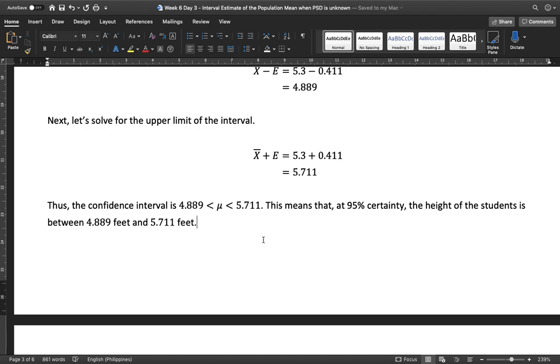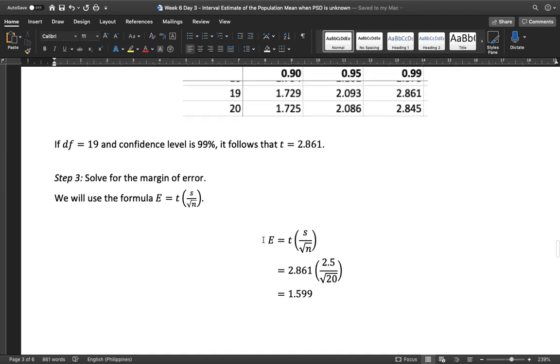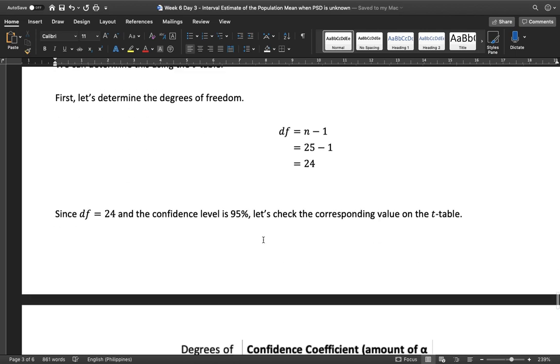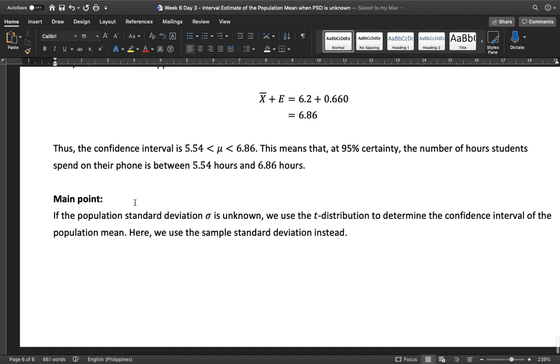So, 'yun. If you think about it, similar din kung paano natin kinukuha 'yung interval estimate du'n sa previous lesson natin. It's just that nagkakatalo lang sa pagkuha ng critical value. Kasi in this case, we do not use the z distribution, we use the t distribution this time. So, there are some examples here. You take a look at that, you study about that. Same lang din kung paano kinukuha 'yan, okay? So, main point na tayo, if the population standard deviation is unknown, we use a t distribution to determine the confidence interval of the population mean. Here, we use a sample standard deviation instead.